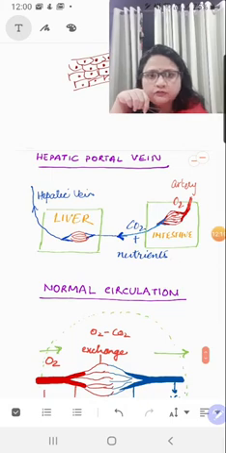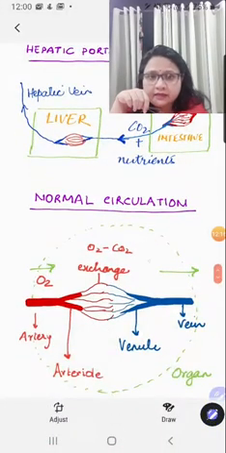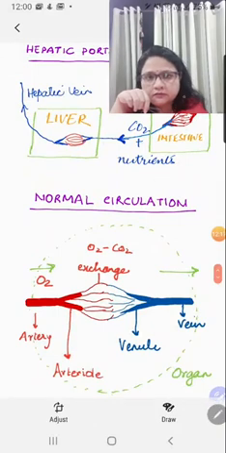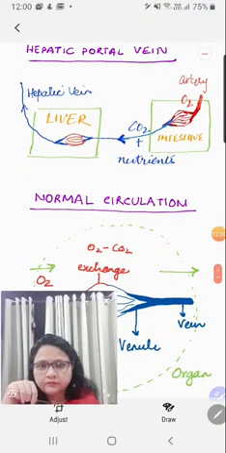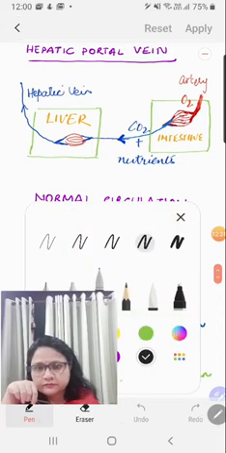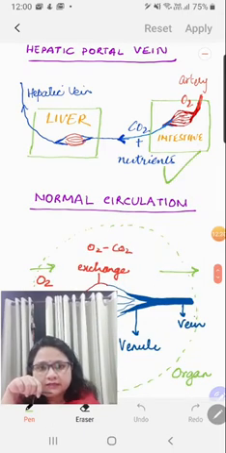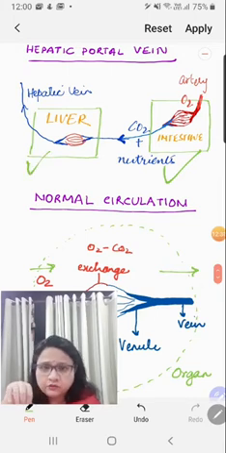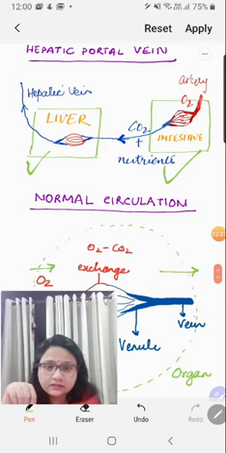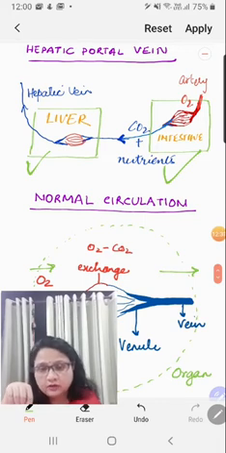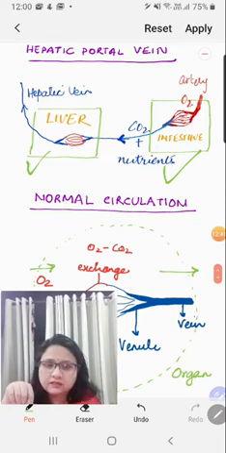If you can see, I have drawn two diagrams here. On the right side is an intestine, and on the left side I have drawn a liver, right? I have drawn these two organs because this is the case where the hepatic portal vein system is there.